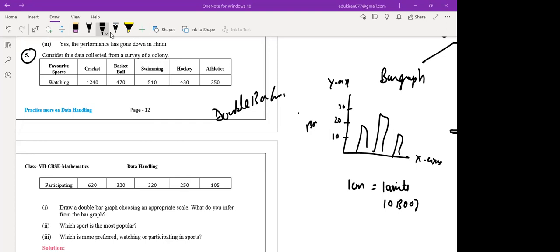Ma'am, so it's like a dual bar graph, right? I asked whether it is a dual bar graph or not, but then I saw what you wrote over here, so I understood that yes, it's a double bar graph. Even it is written that. See, first question: draw a double bar graph. Whenever two sets of data are given to you, just understand that you have to draw a double bar graph.